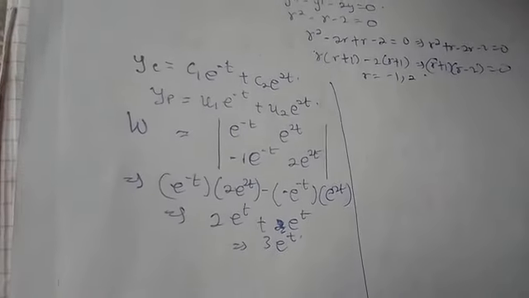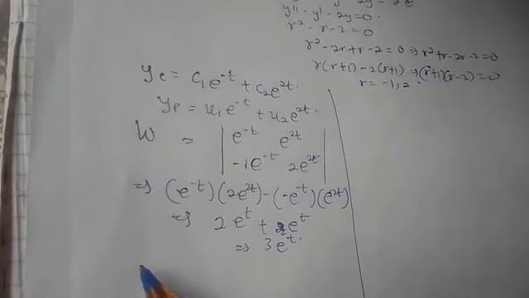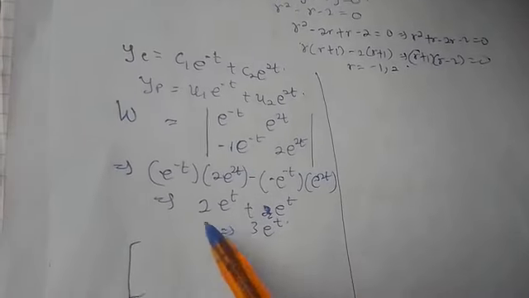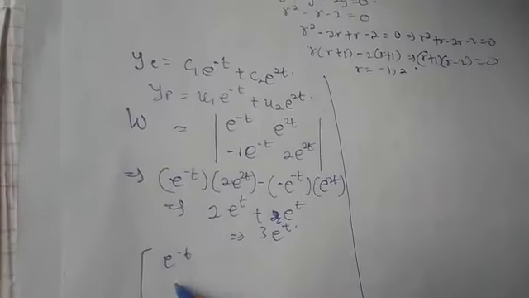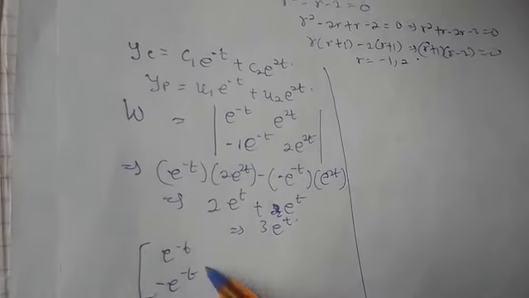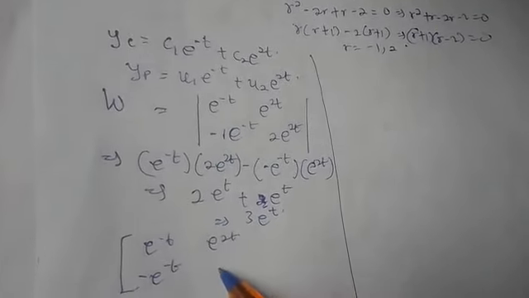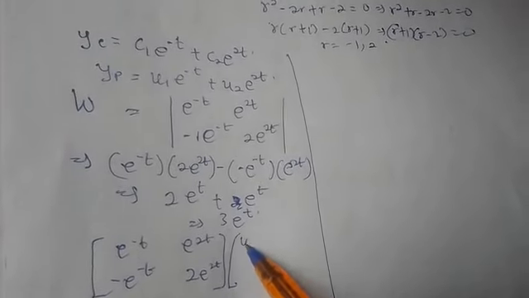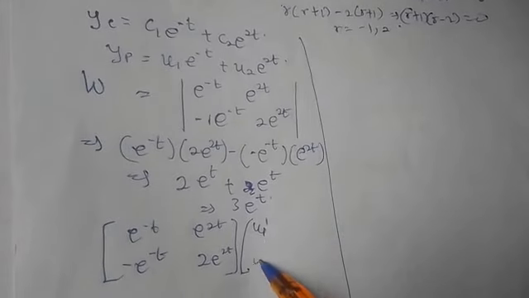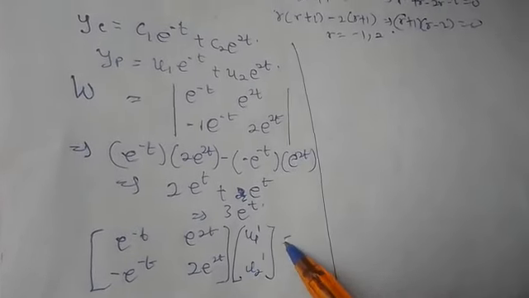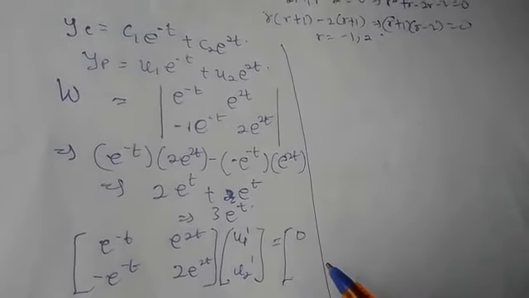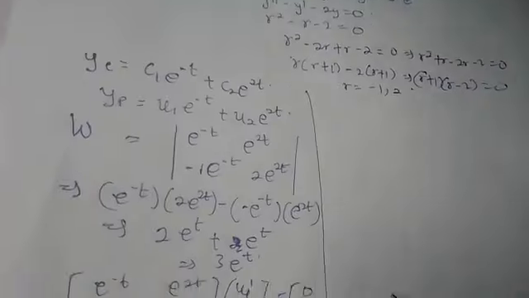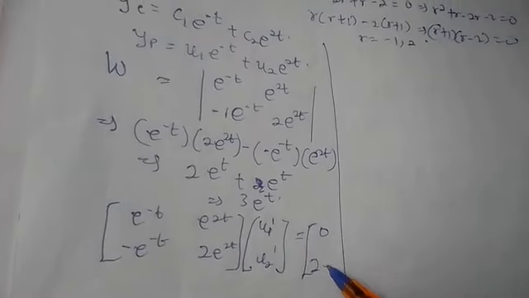From the system of equations, we write the matrix with rows e^(-t), e^(2t) and -e^(-t), 2e^(2t), multiplying u1' and u2', equal to 0 in the first row, and in the second row our g(t), which is 2e^(-t).